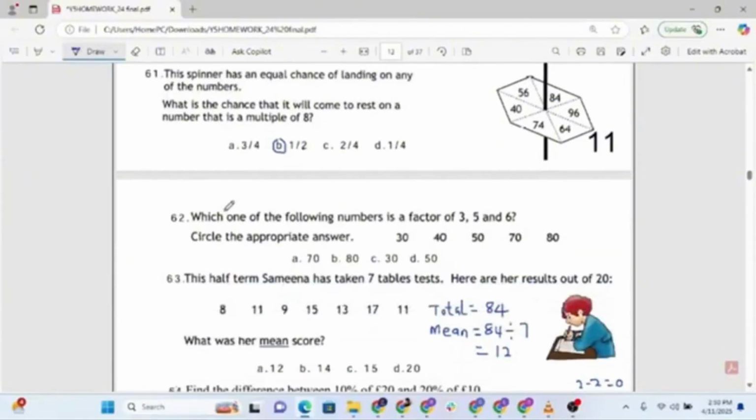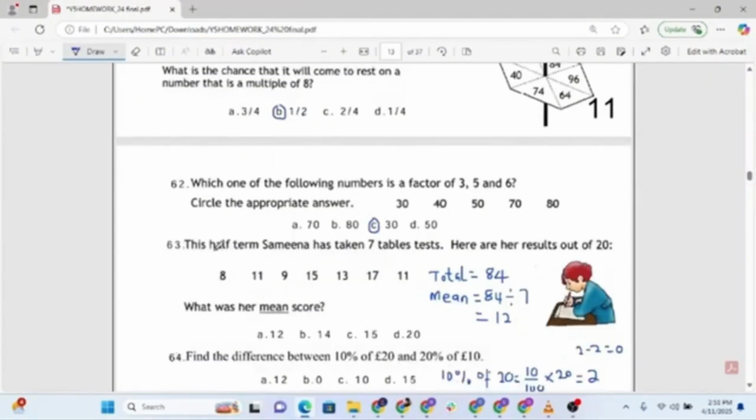Question 62. Which one of the following numbers is a multiple of 3, 5, and 6? Circle the appropriate answer: 30, 40, 50, 70, 80. The correct answer is option C, 30. Explanation. 30 is evenly divisible by 3, by 5, and by 6. 3 goes into 30 10 times, 5 goes into 30 6 times, and 6 goes into 30 5 times.